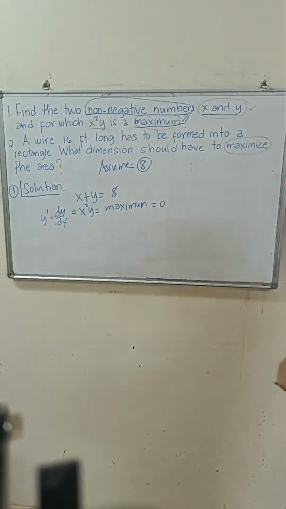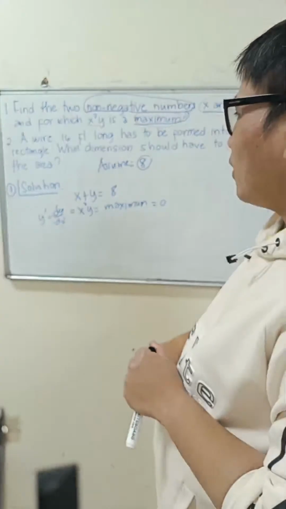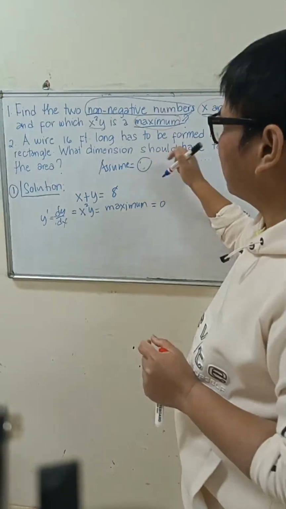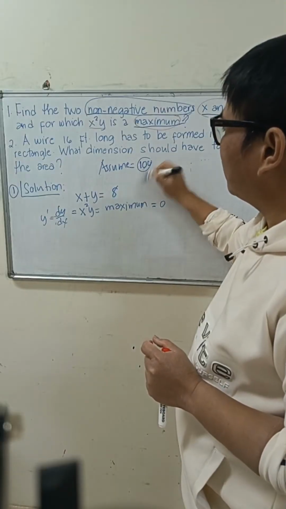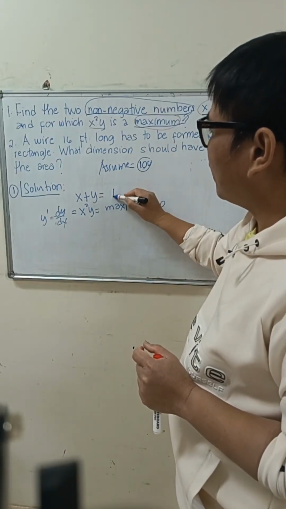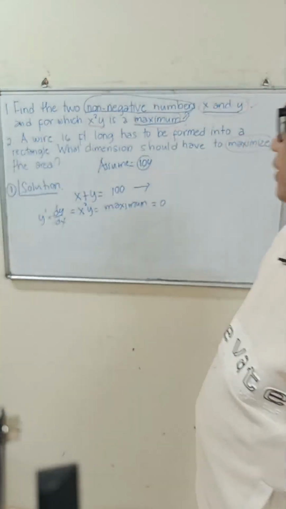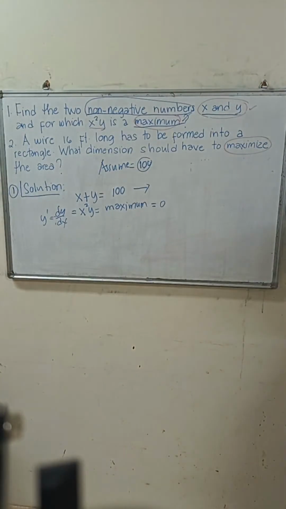Okay, things like that. So it looks very small, right? Let's increase this to 100. So x plus y is equal to 100. Now I said a while ago that y prime, dy/dx, is x squared y.